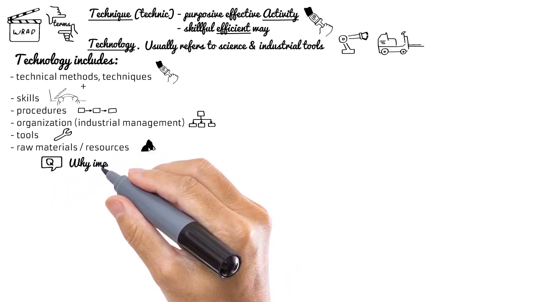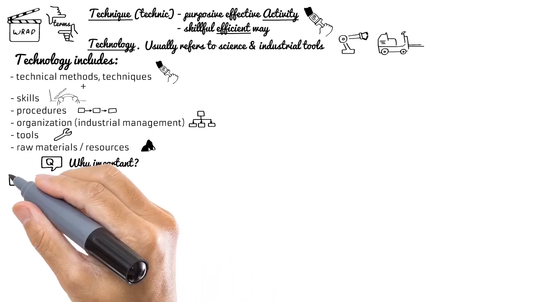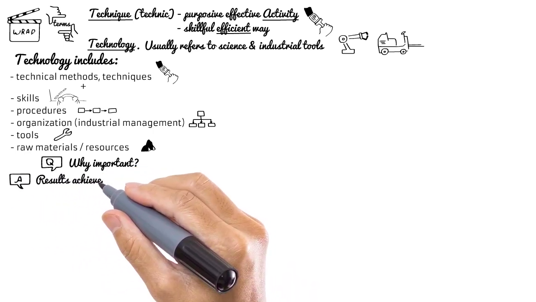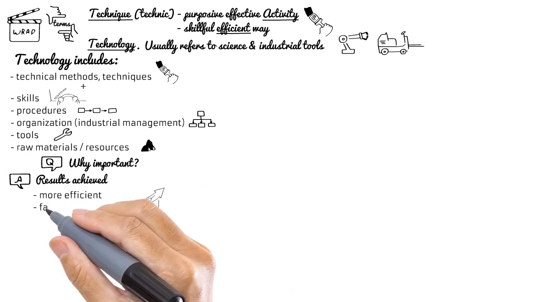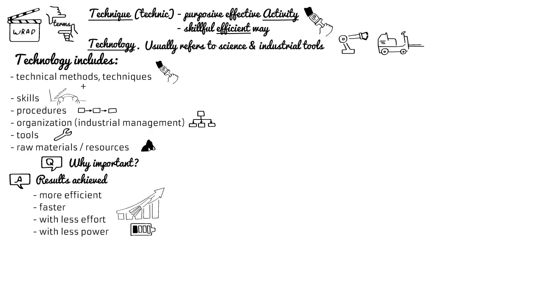Why is a discussion about techniques and technologies so important? They both are about purposive practical activities. What is amazing about both of them is that the purpose of an activity can lead to results achieved more efficiently, faster, with less effort and less power, sometimes overcoming existing limitations.